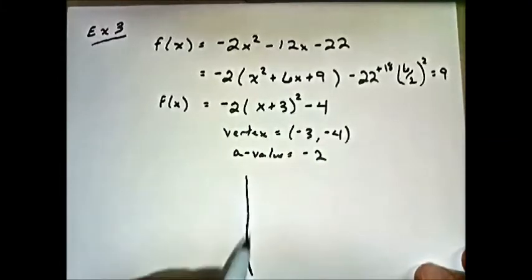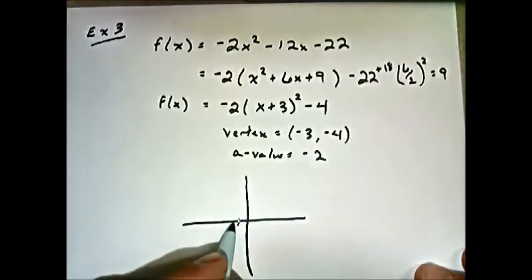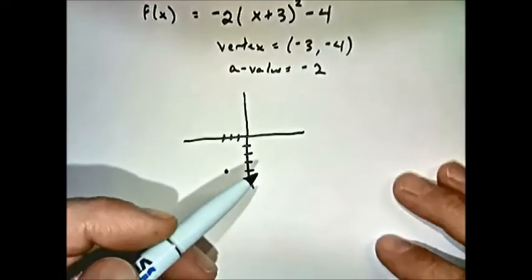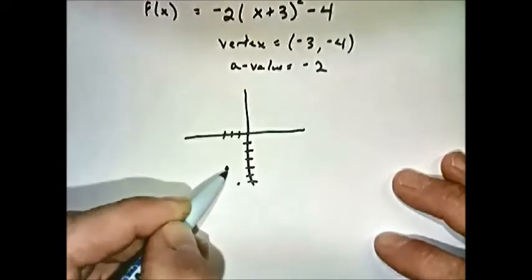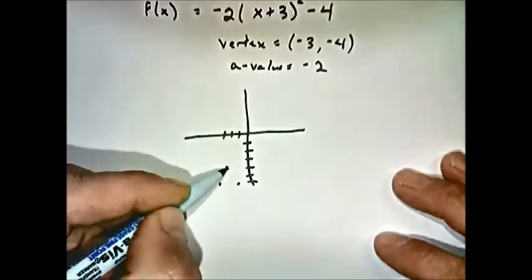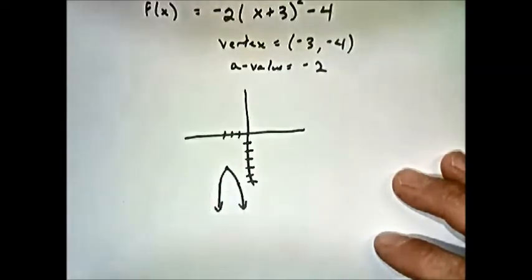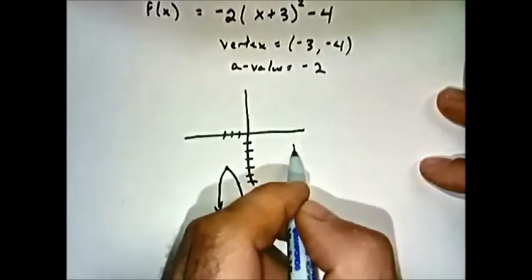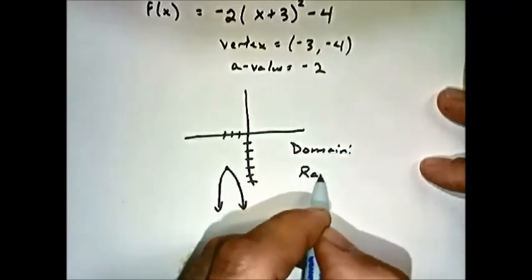Graphing, I'm going to start at negative 3, negative 4 for my vertex. My a value is negative 2 this time, so I can go down 2 and over 1 in both directions. Notice our parabola opens in a downward motion this time. Finally, my domain, range, and end behavior.